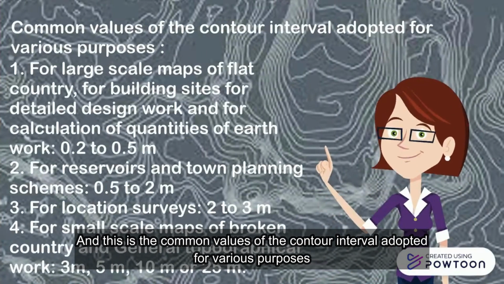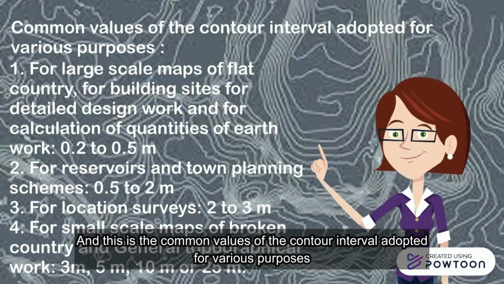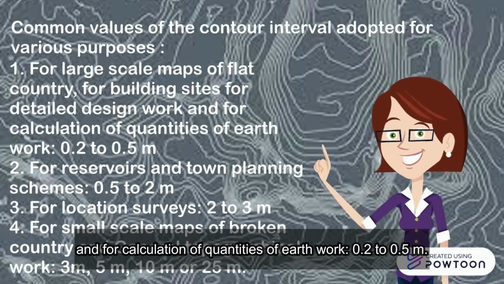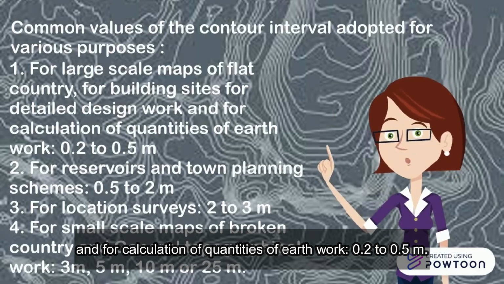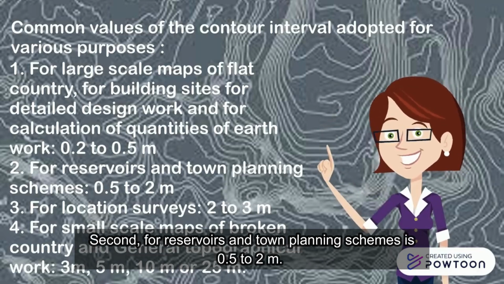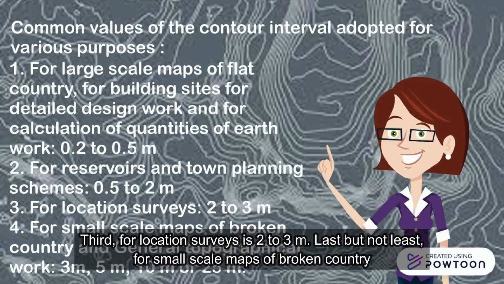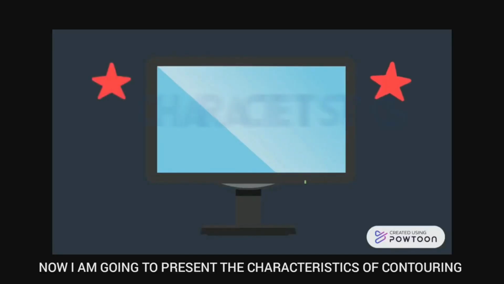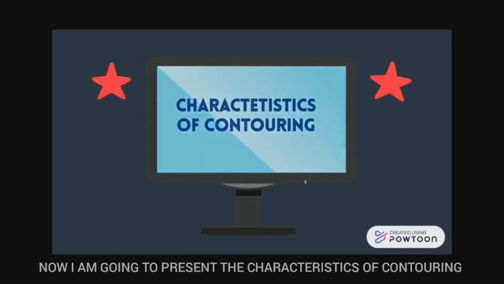And these are the common values of the contour interval adopted for various purposes. First, for large-scale maps of flat country, for building site for detailed design work, and for calculations of quantities of earthwork, 0.2 to 0.5 meter. Second, for reservoirs and town planning scheme, 0.5 to 2 meter. Third, for location survey, 2 to 3 meter. Last but not least, for small-scale maps of broken country and general topographical work, 3 meter, 5 meter, 10 meter, or 25 meter. Now, I am going to present the characteristics of contouring.